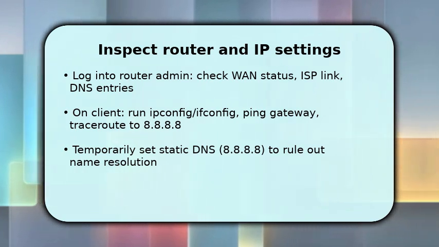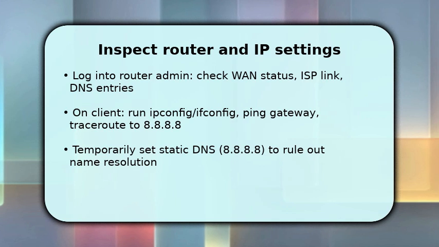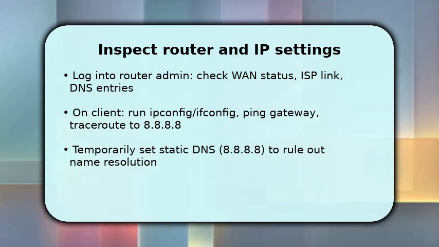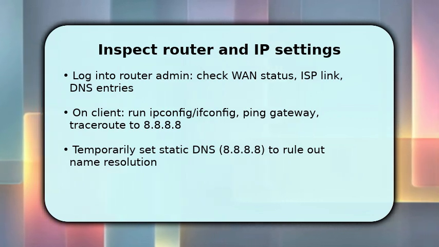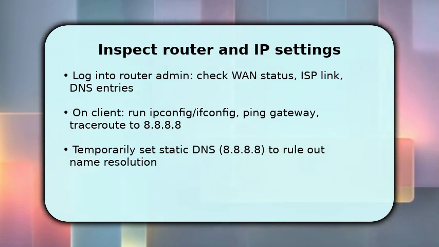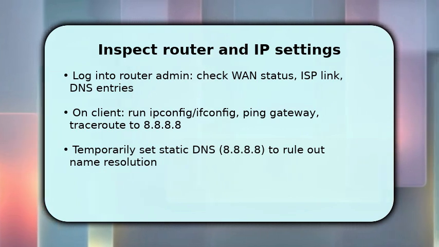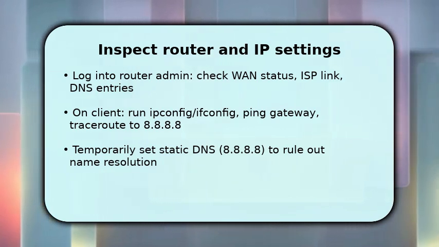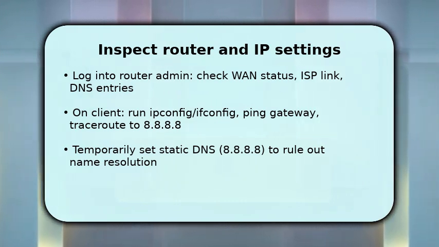On your client, run ipconfig or ifconfig, then ping the gateway to verify L2/L3 reachability. Next, trace route to 8.8.8.8 to find where packets stop. If DNS seems suspect, set a temporary static DNS like 8.8.8.8 to confirm whether the issue is name resolution versus general connectivity. This isolates the failure before finishing by applying targeted fixes.